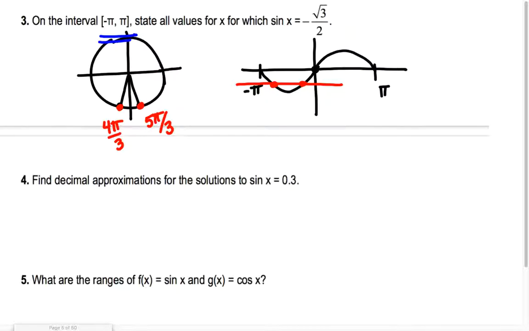Okay, so if I want to change these values so that they're on -pi to pi, I basically want to add or subtract 2 pi. So 4 pi over 3 is bigger than pi, right? So let's try subtracting out 2 pi. So what do we get when we do that? If you have 4/3 minus 1, it's 4/3 minus 3/3.